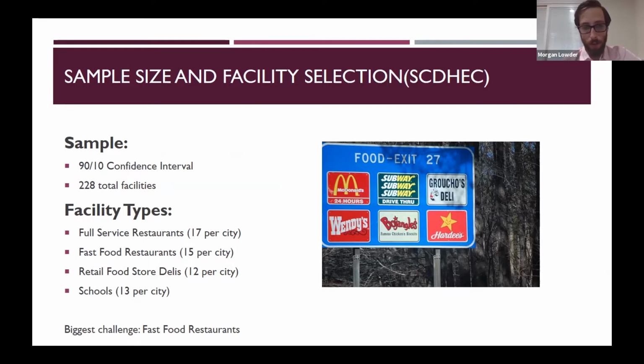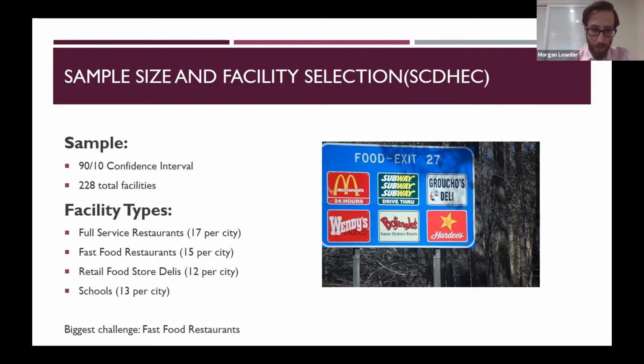We used a 90% confidence, 10% margin of error confidence interval, and that ended up giving us 228 facilities that we needed to collect data for. That was broken down into 17 full service restaurants per city, 15 fast food restaurants per city, 12 retail food store delis per city, and 13 schools per city. If you go with a higher confidence interval, you're going to end up with a lot more facilities that you're going to need to look at.